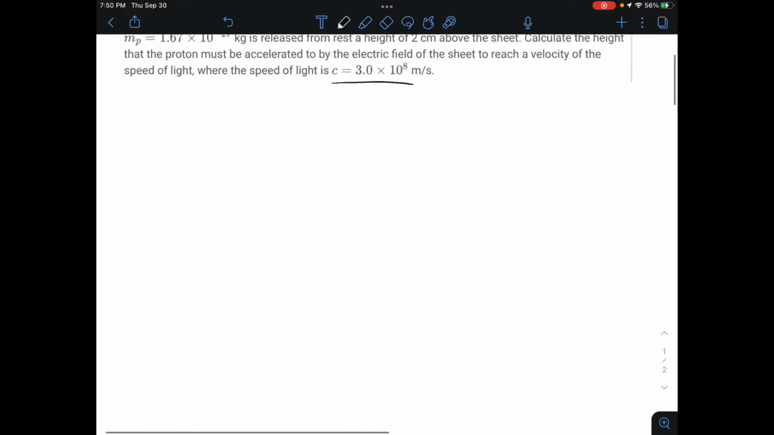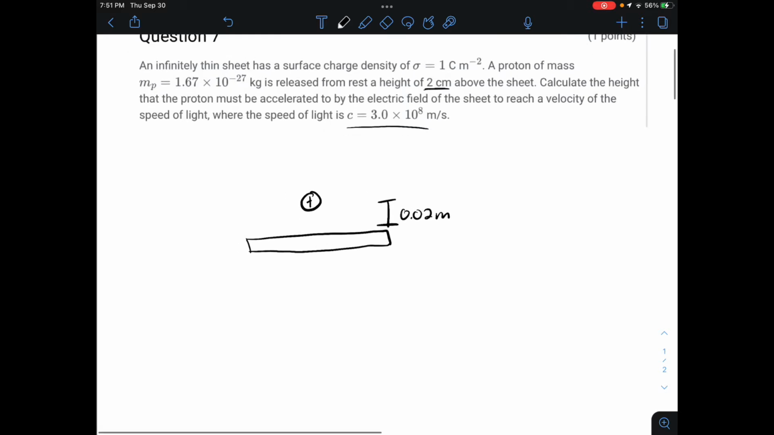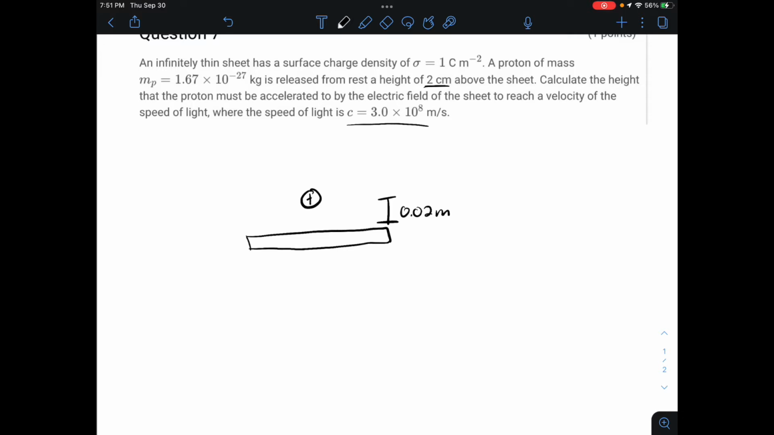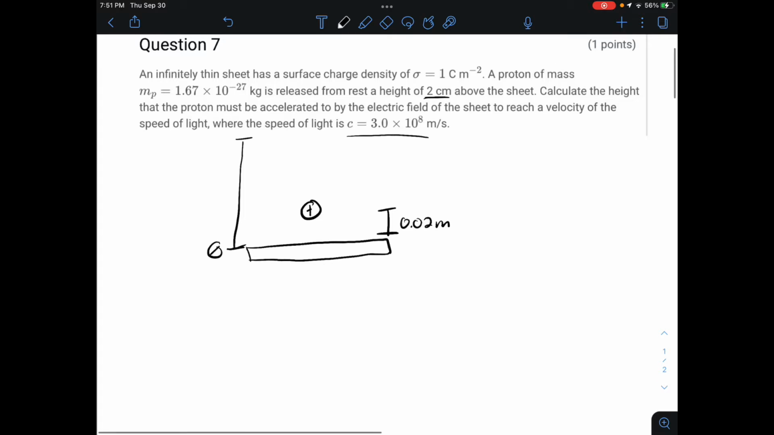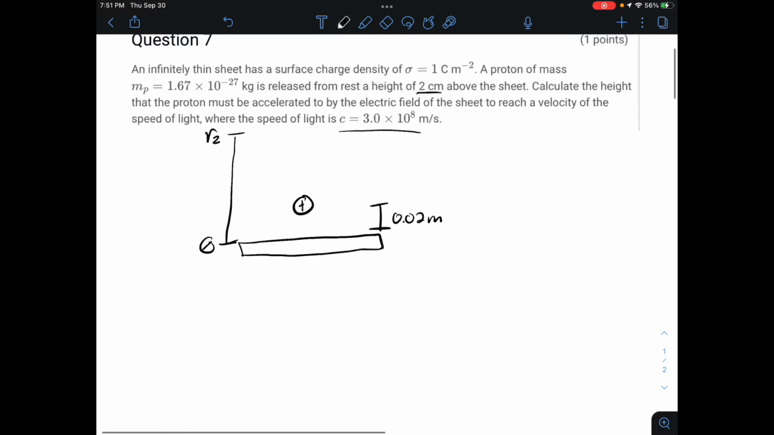So I'm just going to draw a quick picture to visualize this. This is going to be our infinitely thin sheet looked at from the side. So we're pretending it is infinitely thin. That's going to be our proton, at an initial height of 0.02 meters, which is our starting point of 2 centimeters, but in meters, because keeping all of our units consistent is very important. It's going to be accelerated to some height, r2, that we're going to solve for.